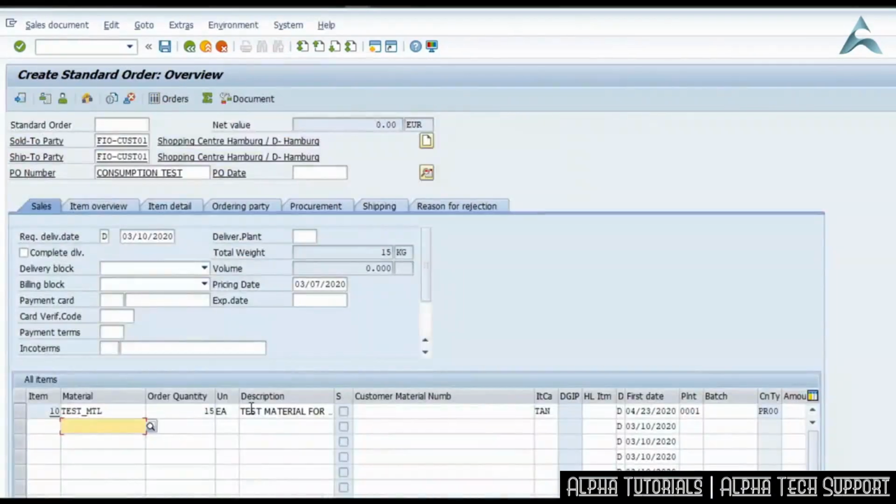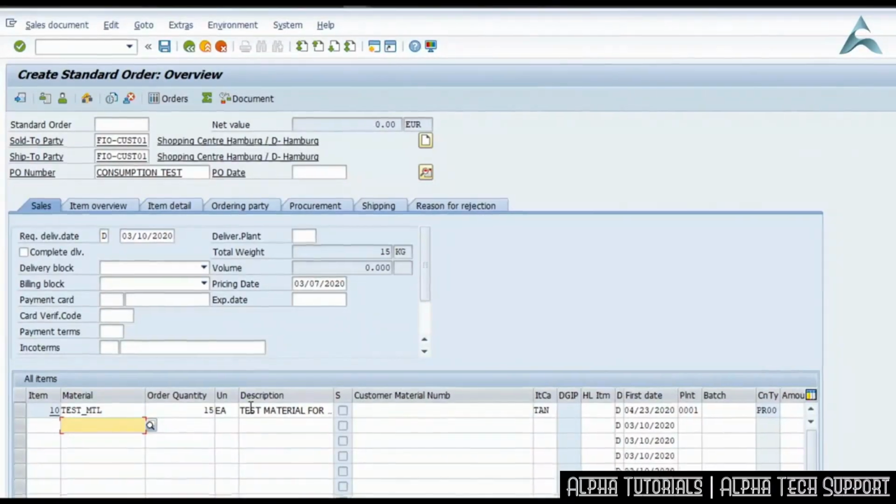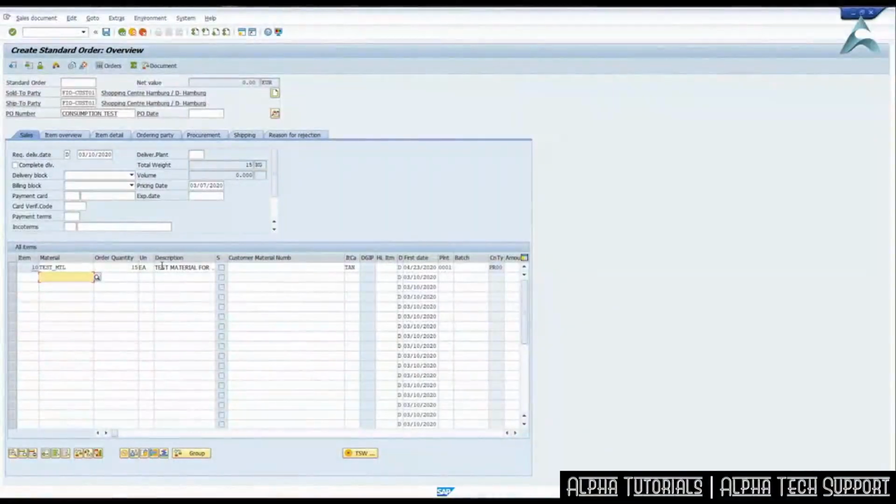As you can see, I've created an order for the test material for quantity 15 eaches to be delivered on 4/23. April 23rd is in week 17. So this should consume forecast in week 17. If forecast does not exist in week 17, the system should look backwards 30 days and then forward 15 days to find forecast to consume.